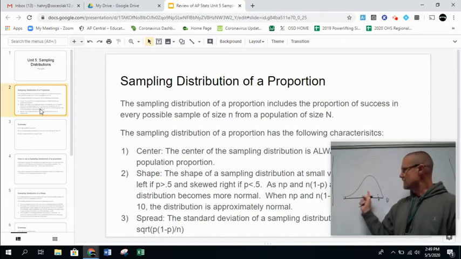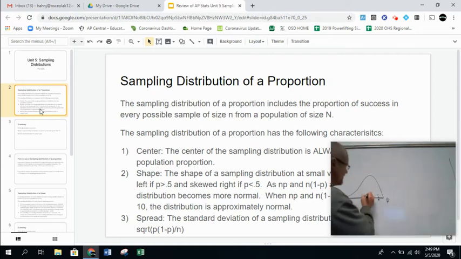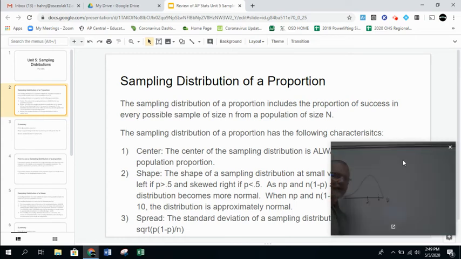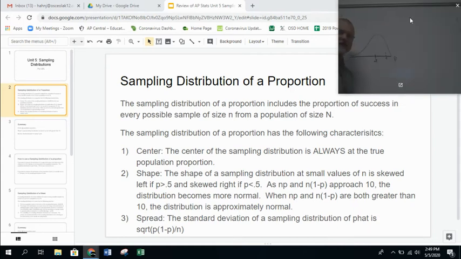The middle of this is somewhere here. But what we do know for sure is sitting at the middle of the sampling distribution is the true population parameter. So if 70% of people in our high school like pizza, then at the center of this is going to be 70%, 0.7. We know that. As long as there's no bias in the sampling, the center of the sampling distribution is going to be the true population proportion.